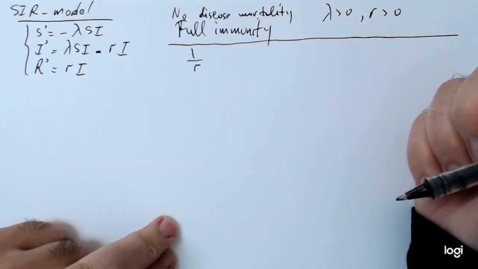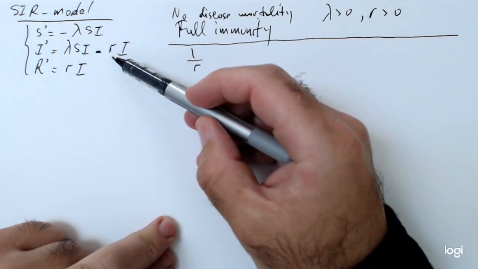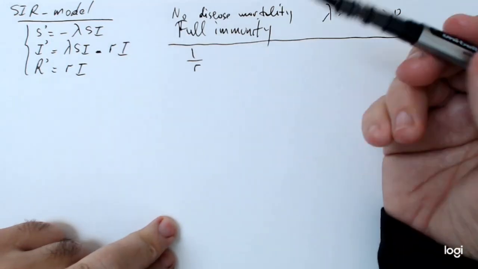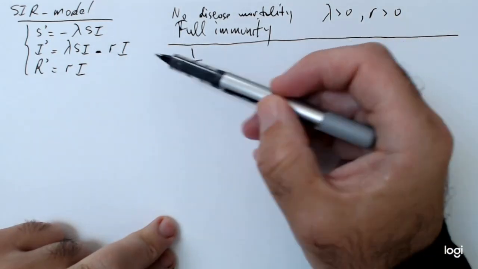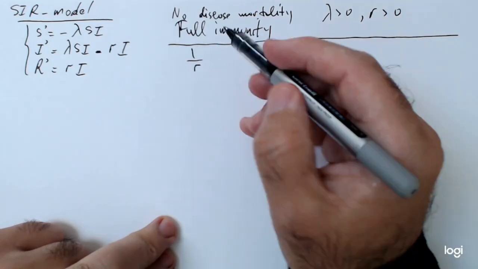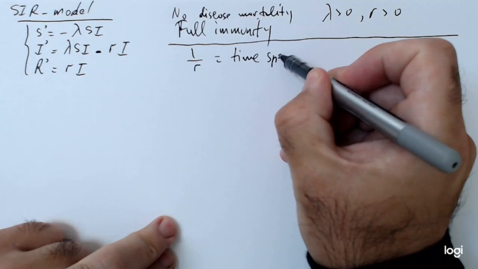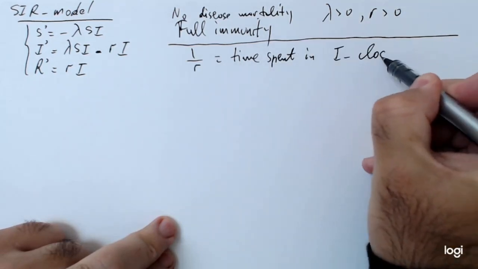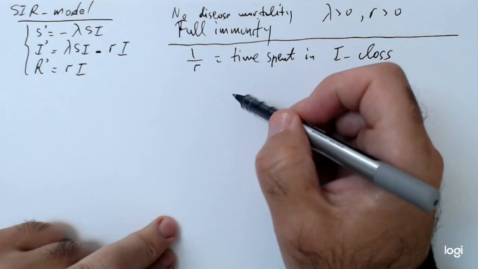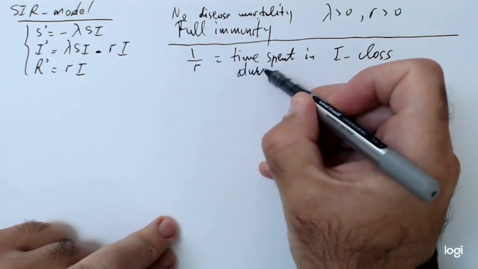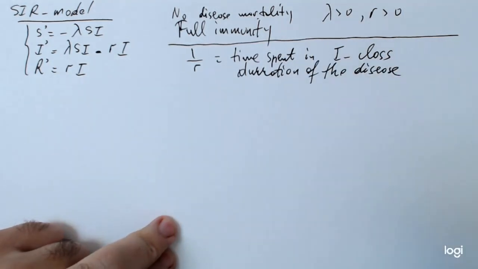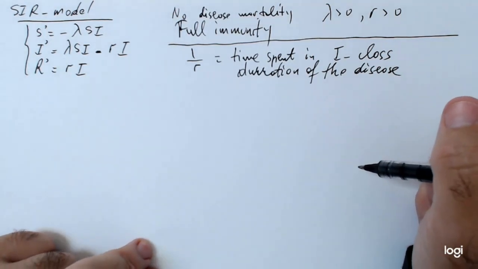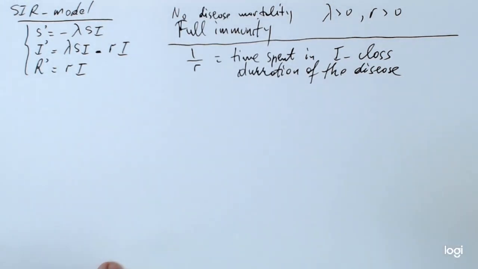So remember, the reciprocal of the removal rate from any equation estimates the time spent in that category. Recovery indicates leaving the infected class. So 1 over r, where r is the removal rate from the infected class, is the time spent in the I class. Or in a more natural way of speaking, 1 over r is the duration of the disease, the time you are infectious or infected. And that's going to be important, obviously, when we compute the epidemic reproductive number, as you'll see later.